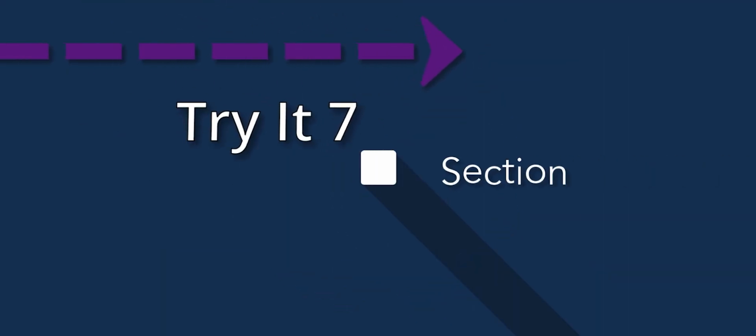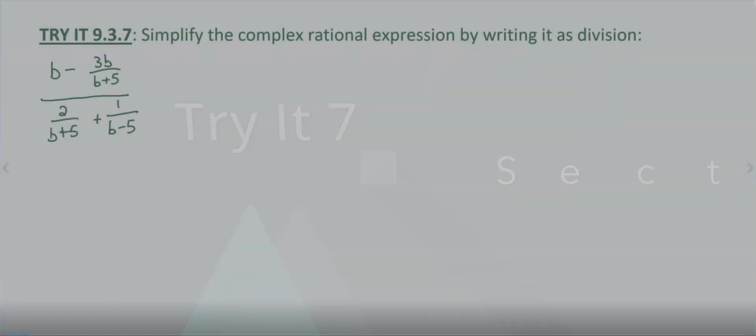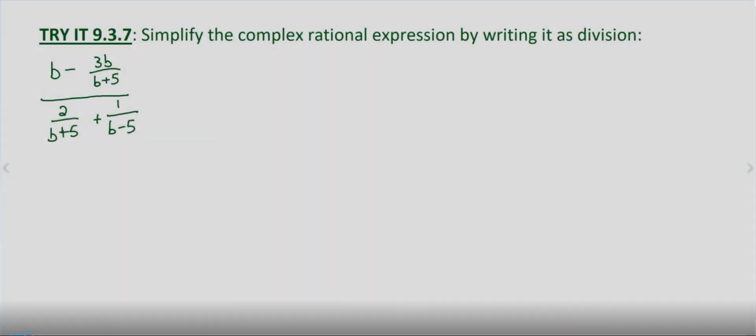Same type of problem we've been looking at up to this point, only the numerators and the denominators become more and more complex. The process is essentially the same. It just is going to involve a little bit more calculation. So we look at our numerator, and with the rational expressions in the numerator, what's the least common denominator? Well, it's going to be b plus 5, because that's the only denominator that's in the numerator.